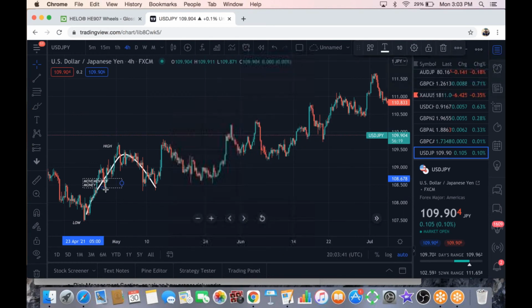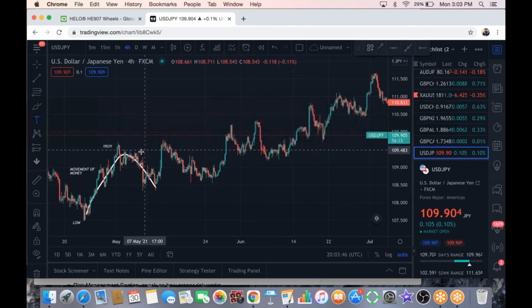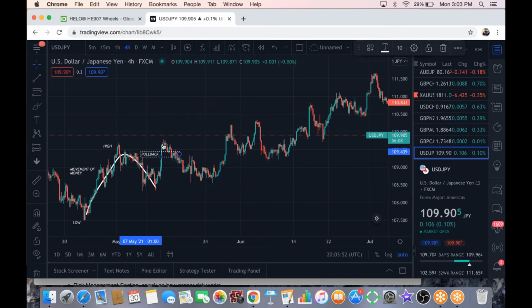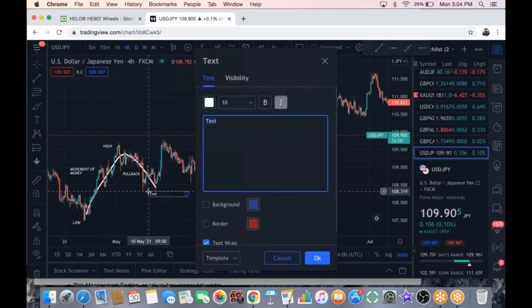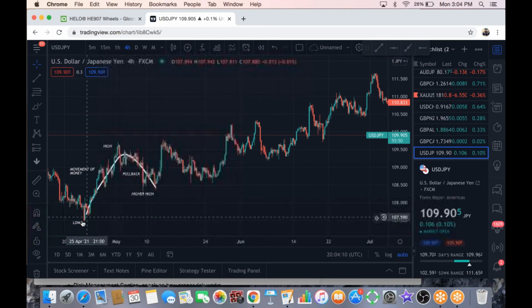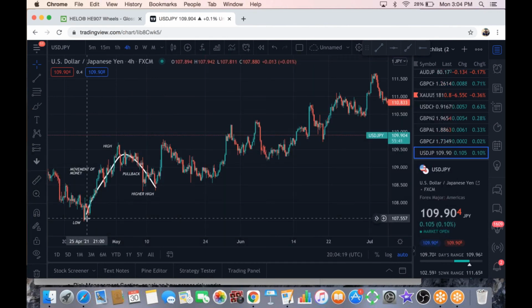Okay, there's that. Movement of money here. And then we'll draw this right here. This is the pullback. Okay, pullback right here. So we can draw this right there. And then this point right here is going to be the higher high right there. And that's what this is. So: low, movement of money, high, pullback, higher high, because it's higher than this.